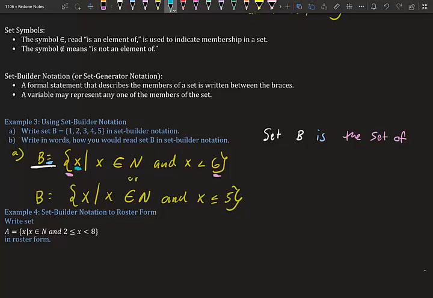So all of our x's, this little bar means such that. Then we have x is an element of all the natural numbers. So we're saying x is a natural number. And then we have our word and. Then we say x is less than 6.